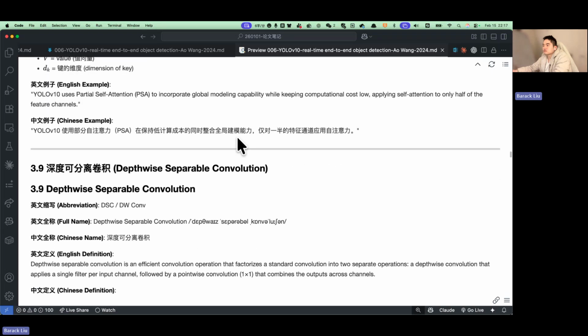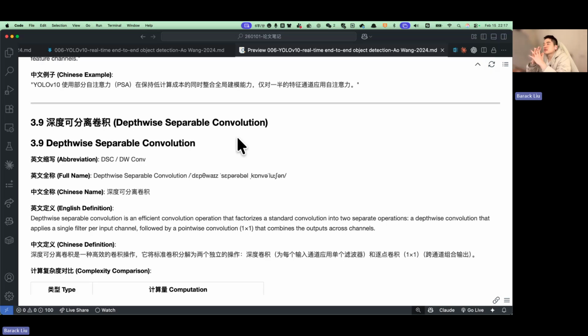Term 9, depth-wise separable convolution. Depth-wise separable convolution is an efficient convolution operation that factorizes a standard convolution into two separate operations. A depth-wise convolution that applies a single filter per input channel, followed by a pointwise convolution that combines outputs across channels.